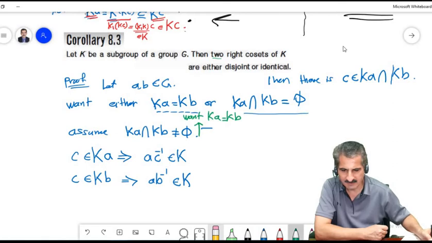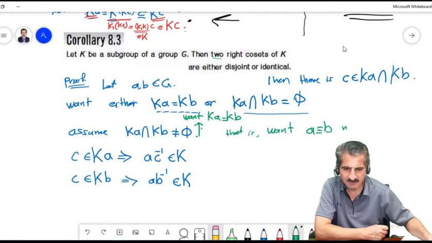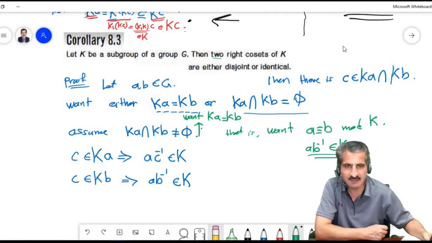So let's go back in green here and make it clear what we wanted to show. That is, we want A and B to be congruent modulo K. And what does that mean? I want AB inverse to belong to K. So this is what I want. If I can prove that, then we are done.